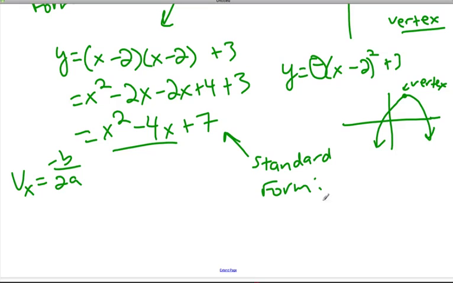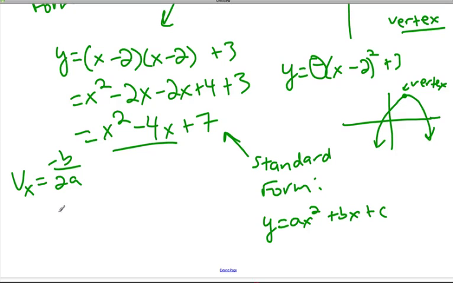Now, negative b over 2a only makes sense if I tell you that the standard form is written in ax squared plus bx plus c format. So some constant times x squared plus some constant times x plus c. So our constant that's being multiplied by x, our b, is actually negative 4.